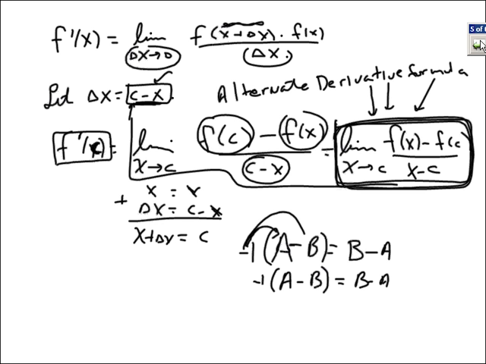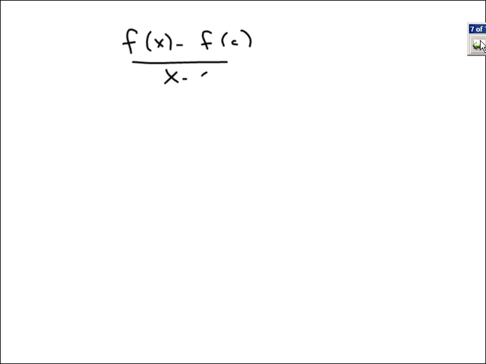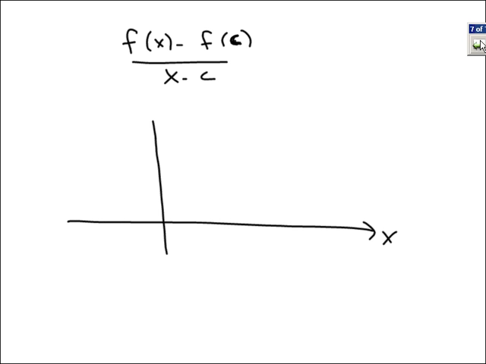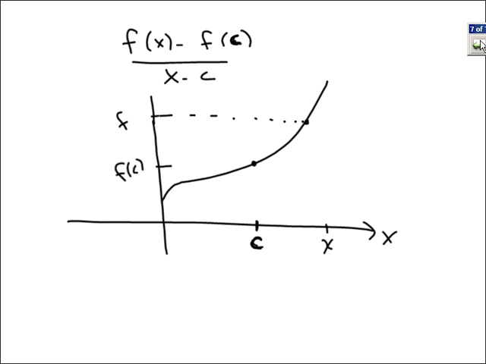Now, let's show you why that's true. Okay. Now, let us look at f of x minus f of c over x minus c. So, you have some curve, and here c. So across here, you're going to have f of c. And then over here, maybe, you pick x, and across here, you naturally are going to have f of x.